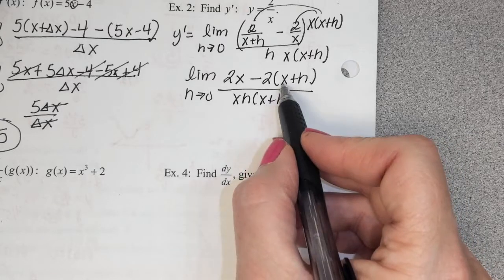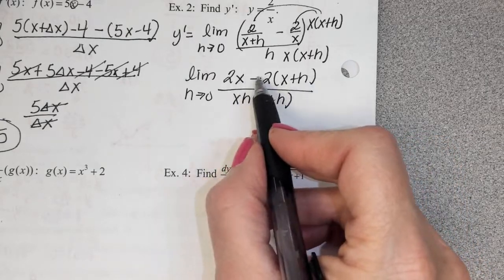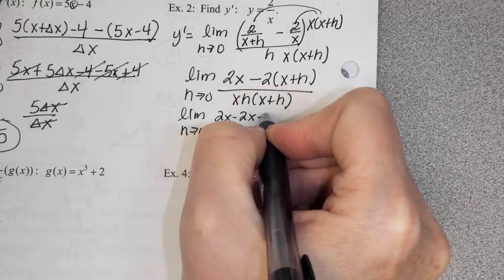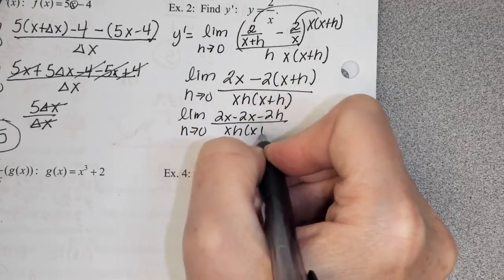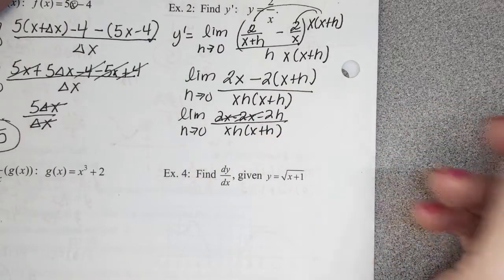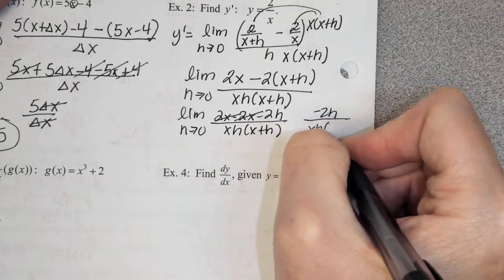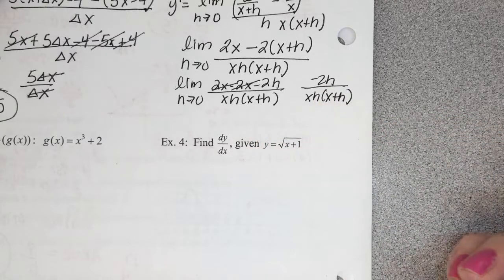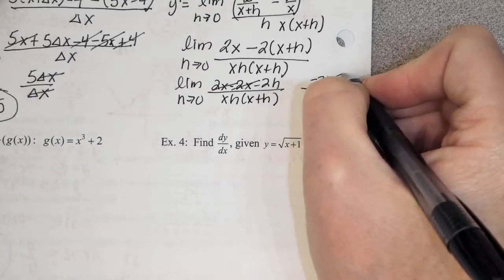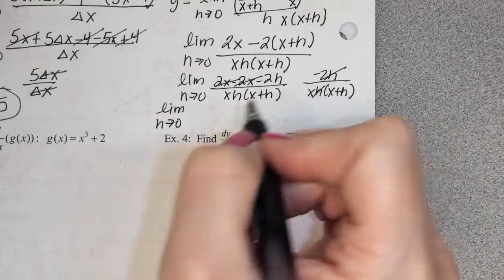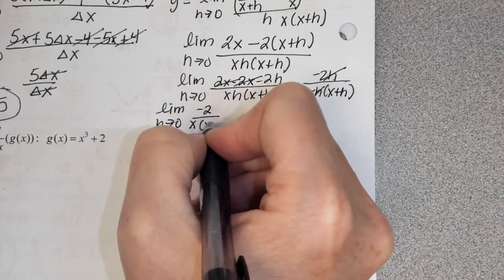Am I allowed to cancel these x plus h's now? No, these are terms. I have to simplify first. So now I've got 2x minus 2x. That's 0. So I have negative 2h over xh times x plus h. Now I just have multiplication in the denominator and multiplication in the numerator. Once I have it down to all multiplication, all factors, then I'm allowed to do canceling. H divided by h. So now my problem becomes the limit as h approaches 0 of negative 2 over x times x plus h.